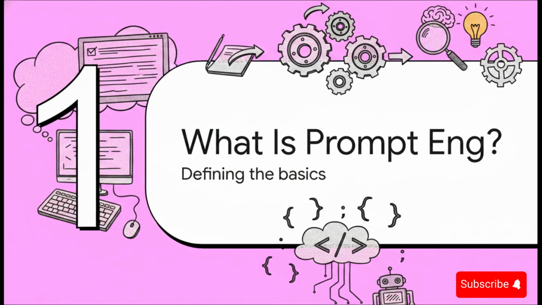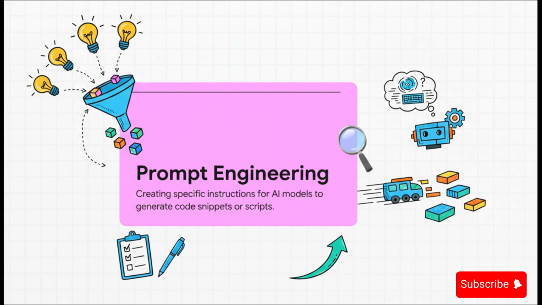Section 1. What is prompt engineering? It's a massive buzzword right now, for sure. But let's lock down exactly what it means in the context of writing code. So prompt engineering is the deliberate process of creating specific prompts or instructions for AI language models to generate code snippets or scripts.